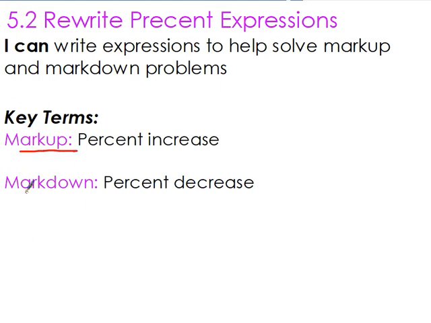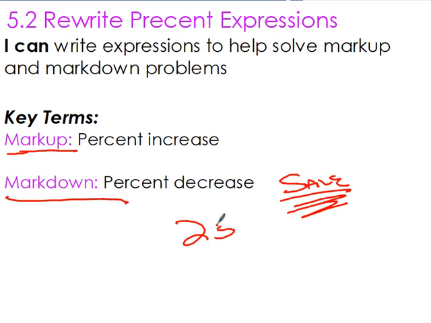So first we have markup and markdown. Those are terms that we talked about in the 5.1 video, where when we're increasing by a certain percent, that's a markup, and if we're decreasing by a certain percent, that's a markdown. Examples of markdowns is when something goes on sale. If we have a big sale, it'll say 25% off of everything in the store, something along those lines. That is a markdown. That's when prices are decreasing. A markup is when we increase something by a certain percentage. Sales tax is a markup.